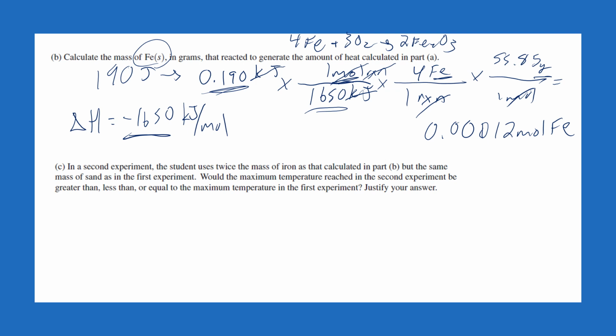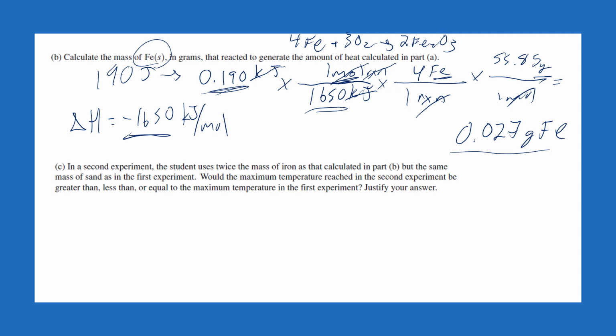Okay, in the second experiment, the student uses twice the mass of iron as calculated in part B. Oh, I'm sorry, this is the wrong number. That's the number of moles we need. I'm just not doing well in this question. 0.027 grams of iron. There we go, that makes more sense. It's really small. Anyway, so that's the grams.